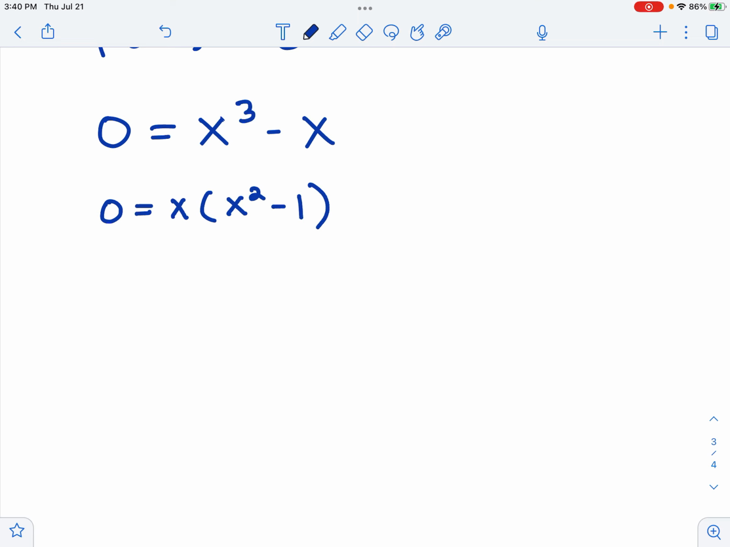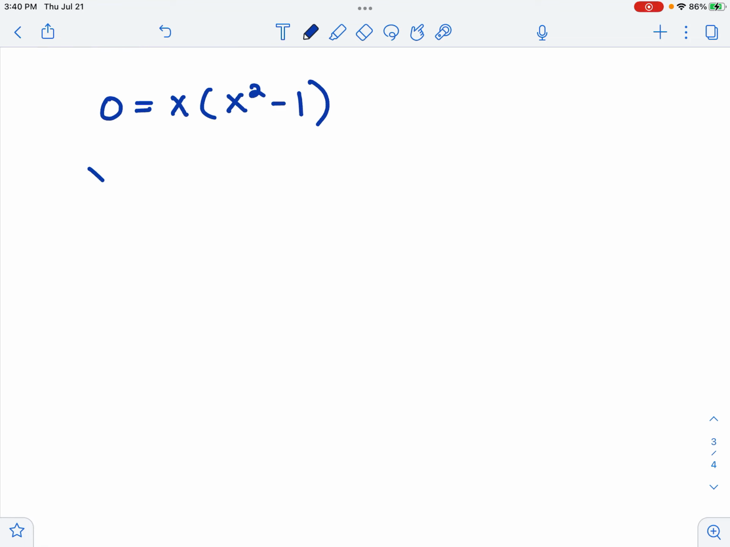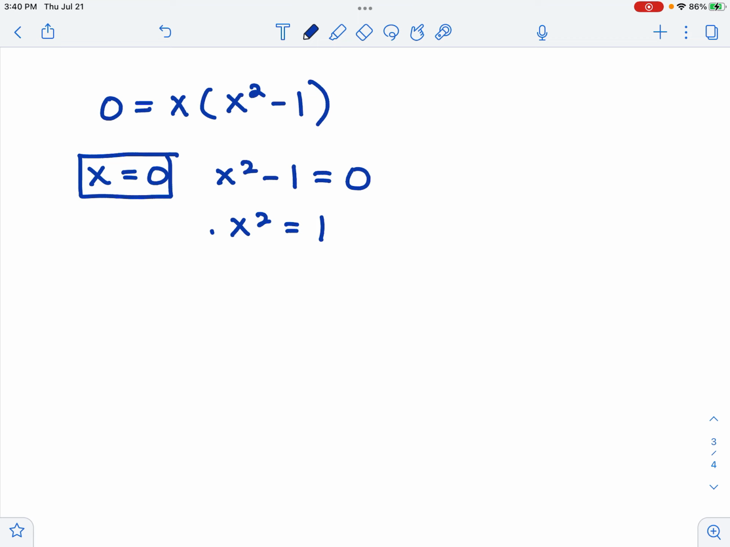I can keep factoring to x times x plus 1 times x minus 1, or I can set each factor equal to 0 now and solve. That's what I'm going to do. So each of my factors set equal to 0 and solve. So this is done. This is x equals 0. And then the second equation I still have to solve. So I'm going to add 1 to both sides and then square root it to solve.